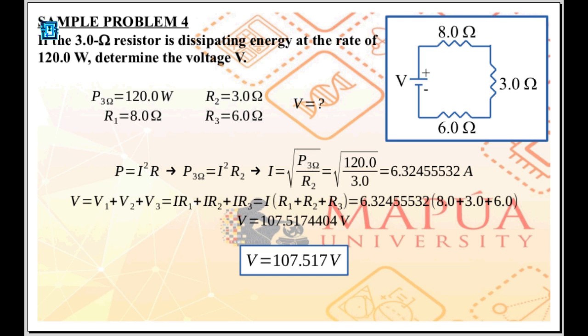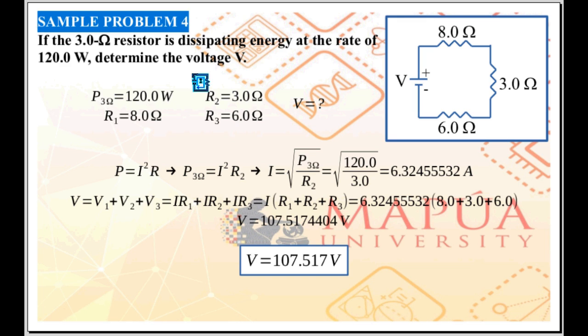And finally, we have sample problem number 4. If the 3 ohm resistor is dissipating energy at the rate of 120 watts, determine the voltage V. We are provided the following circuit diagram. You have power supply, voltage V, which is what we are looking for. And you have 8 ohms, 3 ohms, and 6 ohms. You have 3 resistors connected in series.